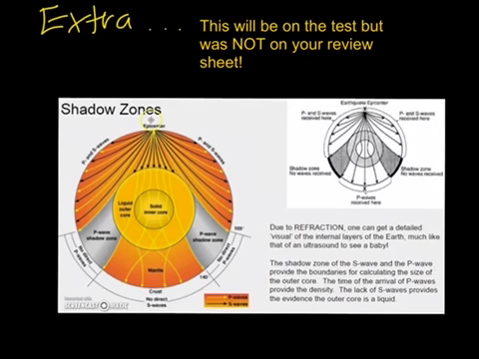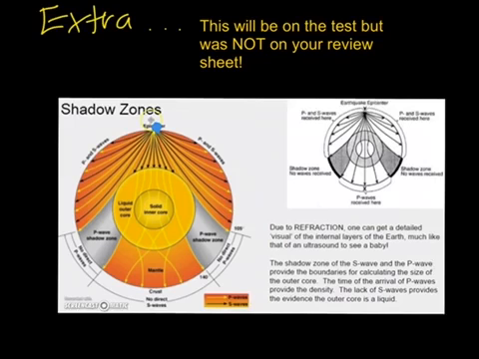Okay, when I went through the final exam, I did find one extra bit of information that was not on your review sheet, so I wanted to make sure you have it, put it at the end here. It will be on the test. So this is talking about the shadow zone and the P waves and the S waves in an earthquake. So remember that you have an earthquake that occurs right here.